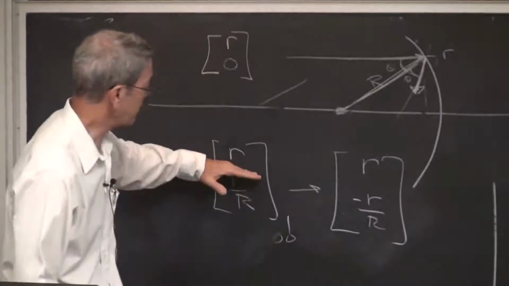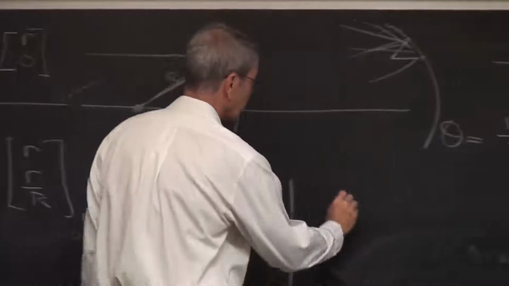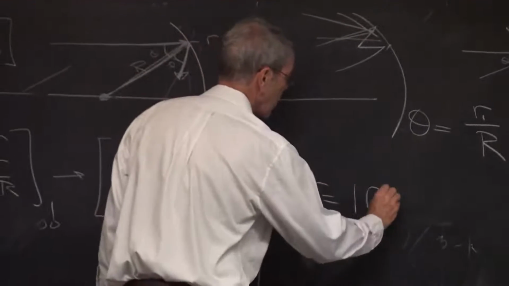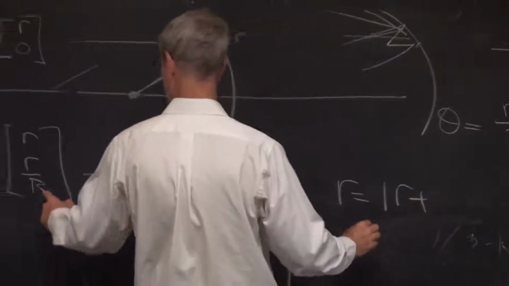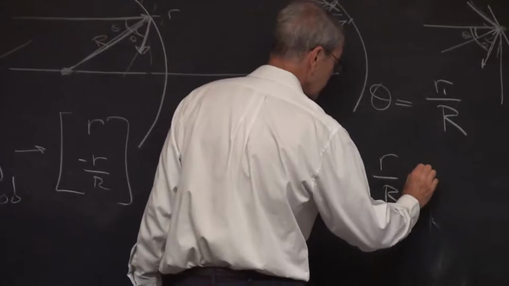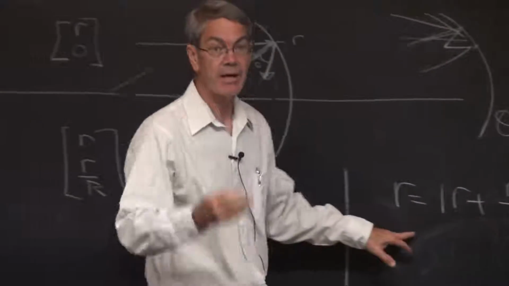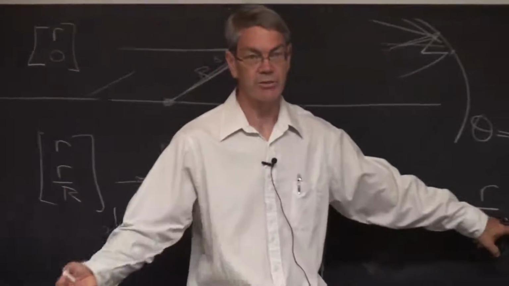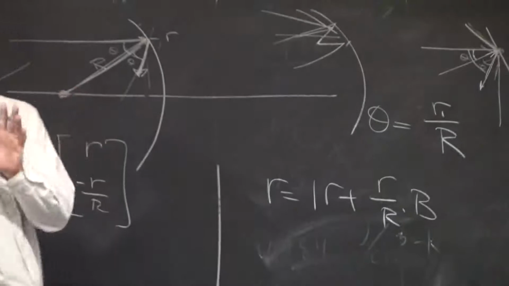And so I got R equals R. And so now I've got R equals 1R plus, what's my slope? My slope is R over R times B. So that would be the mathematical way to do it. And then, of course, B equals 0. Yeah, so you can always derive these things.